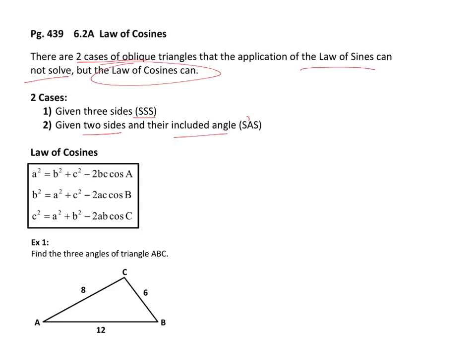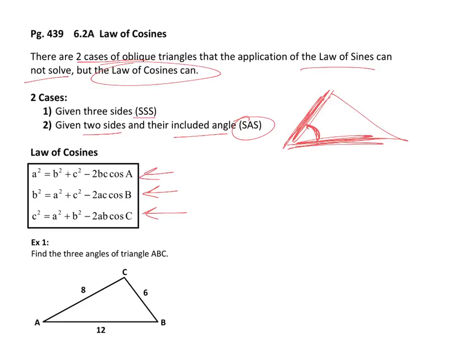meaning this. Let me give you an example. You're given this side, and this angle. All right. The included angle means the angle made up by the two sides that you know. All right. Now for law of cosines, there are three variations, depending on what you're looking for.